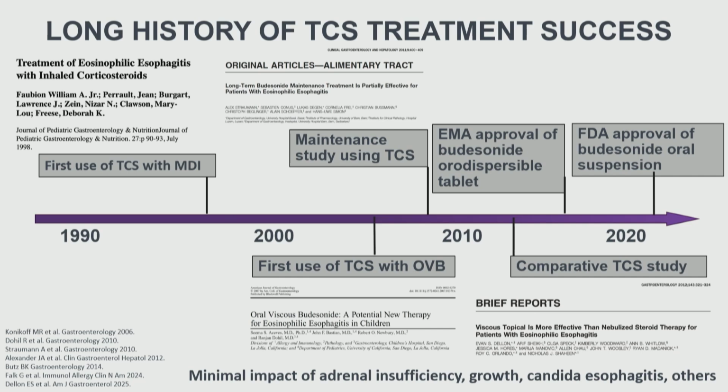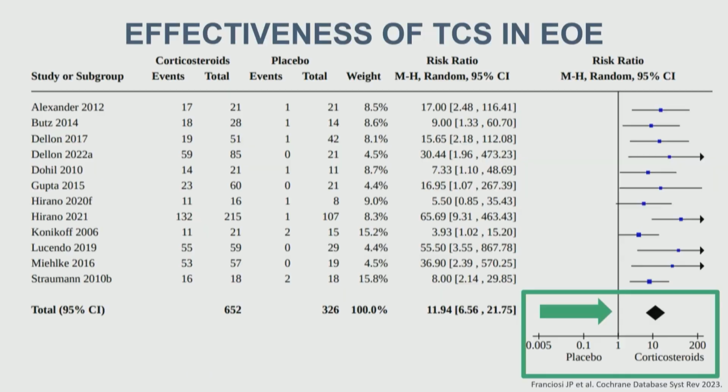Looking at many of these studies, we know that there's minimal impact on adrenal insufficiency, growth, and Candida esophagitis, and very minimal side effects with topical steroids. This meta-analysis looks at many studies that have evaluated the effectiveness of topical steroids in EoE and shows a risk ratio of 12 when comparing topical steroids to placebo.